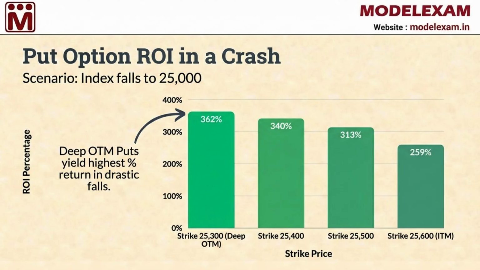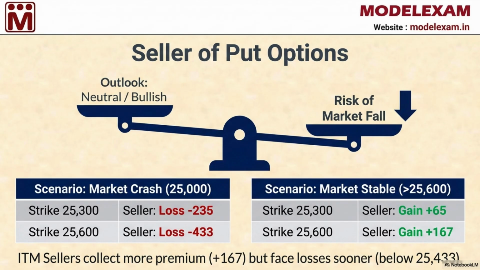Now, let's consider the seller of put options, who generally has a neutral or bullish outlook. The seller's main risk is a significant market fall. If the market remains stable above 25,600, the seller of that strike earns a gain of plus 167. However, if the market crashes to 25,000, that same seller would face a large loss of minus 433. Sellers of in-the-money puts collect more premium but face losses much sooner if the market starts to drop.